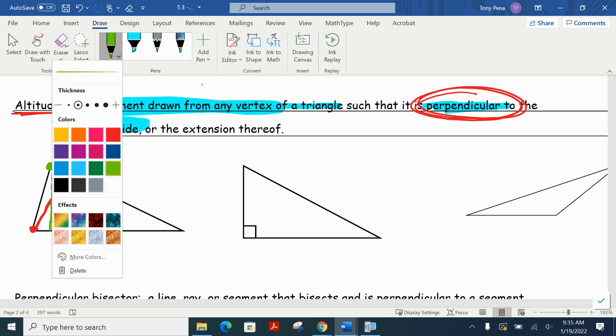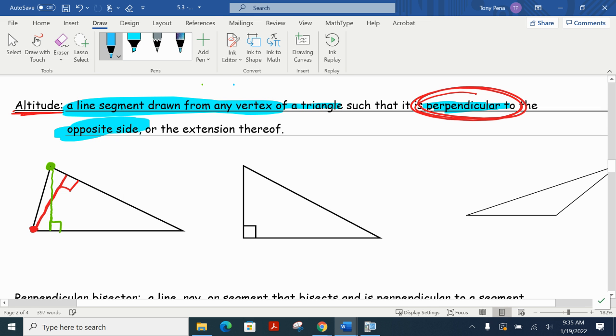And then last but not least, I will do this in, let's do blue. We should also have an altitude from here. Do your best. See if you're understanding this. Go to the opposite side in a way that when you get to the opposite side, I could look at that and say, yeah, that looks to be about a 90-degree angle. We want to be perpendicular to the opposite side. So where do you think that would be?